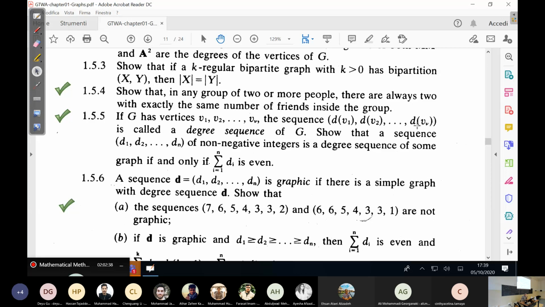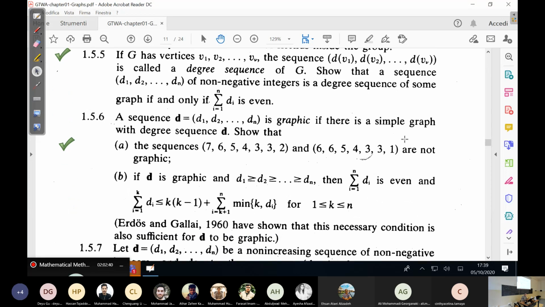For instance, just as an example, if I give you this sequence, can you produce a graph with that sequence of degrees? No, of course not, because it has 7 vertices.